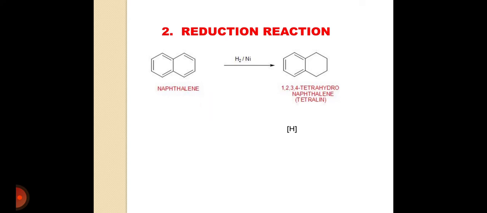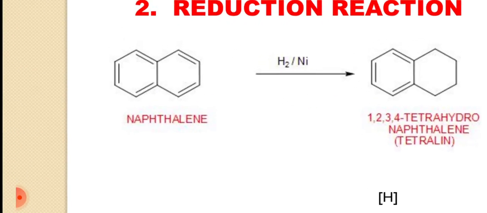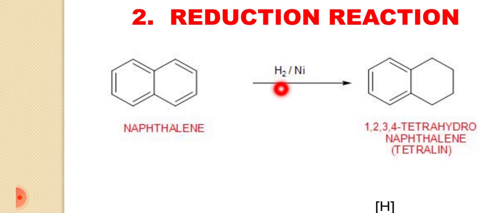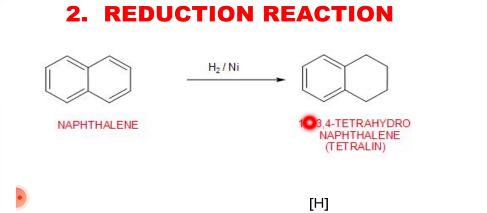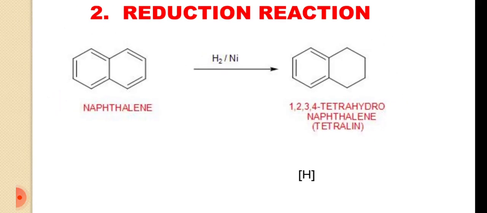Let's move on to the next reaction, that is called as the reduction reaction. The reduction is the attachment of the hydrogens. Naphthalene on reduction in presence of hydrogen gas over a catalyst like nickel undergoes reduction of one of the aromatic ring, and thus it forms 1,2,3,4 tetrahydronaphthalene, which is commonly called as tetralene.